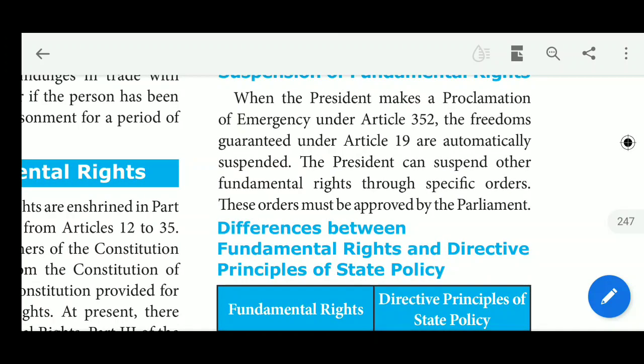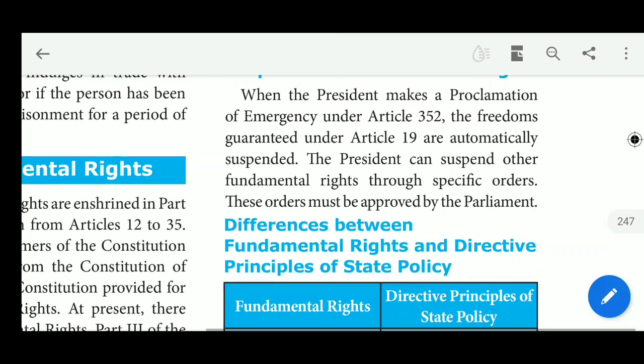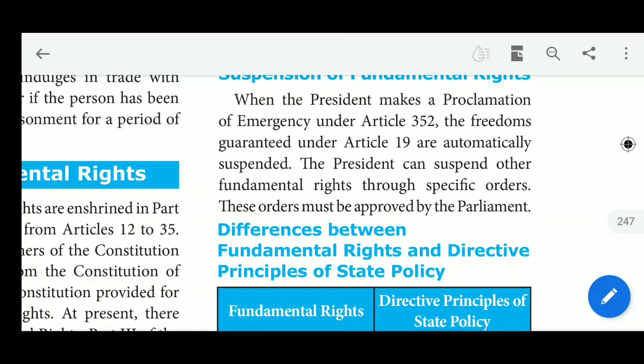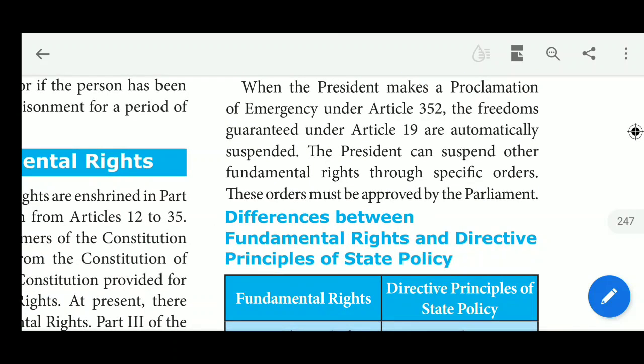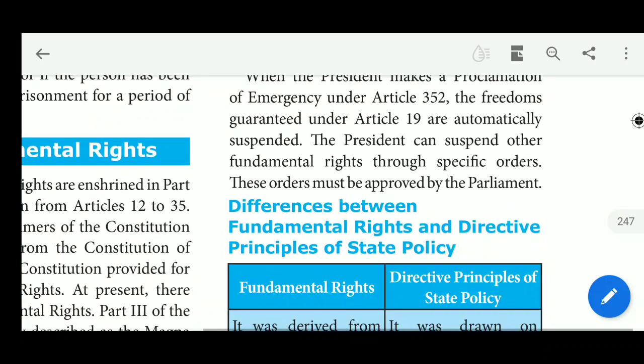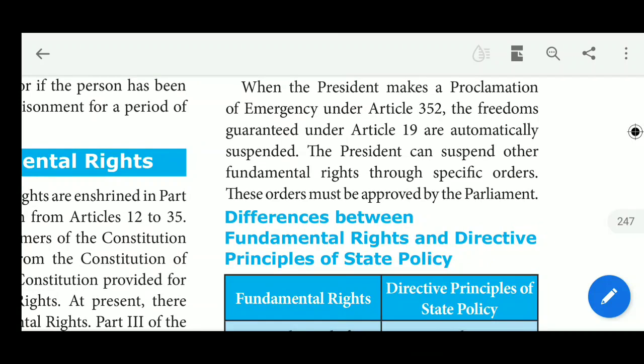Fundamental rights. There are 6 fundamental rights: right to equality, right to freedom, right against exploitation, right to religion, cultural and educational rights, and right to constitutional remedies. Under the right to constitutional remedies, both the Supreme Court and the High Courts are empowered to issue 5 kinds of writs: habeas corpus, mandamus, prohibition, certiorari, and quo warranto. Suspension of fundamental rights. During the emergency, the President can suspend all other fundamental rights, except Article 20 and 21.